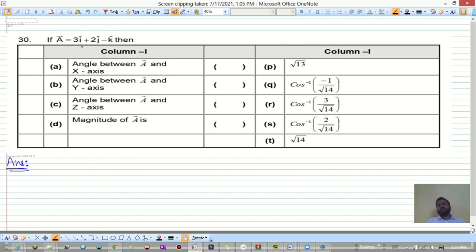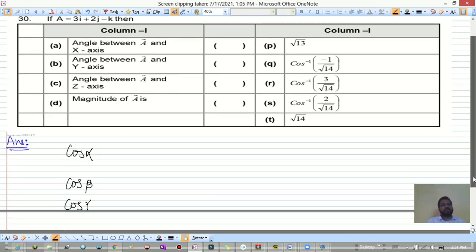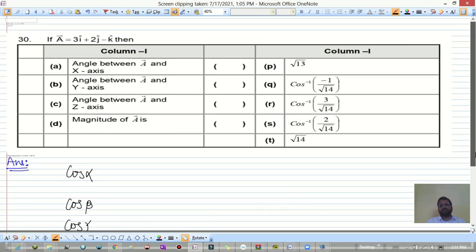Next question: if a bar is equal to 3i hat plus 2j hat minus k hat, then the angle between a bar and x-axis is cos alpha, the angle between a bar and y-axis is cos beta, and the angle between a bar and z-axis is cos gamma, and we want the magnitude of a bar. So cos alpha is ax by magnitude of a bar. What is ax over here? 3 divided by the magnitude of a bar, which is root of 9 plus 4 plus 1, that is root 14.